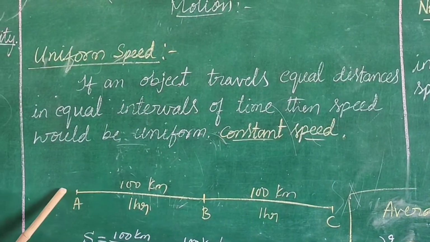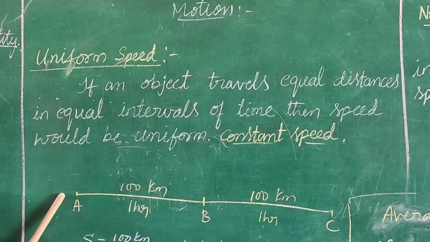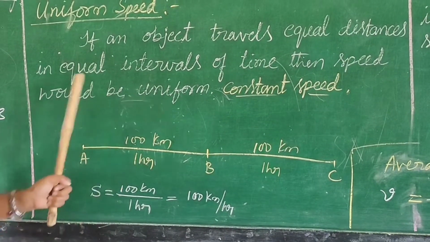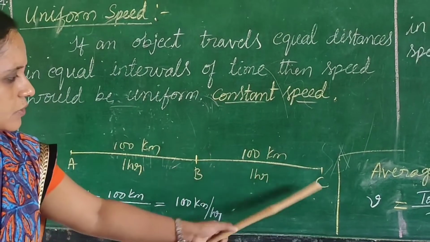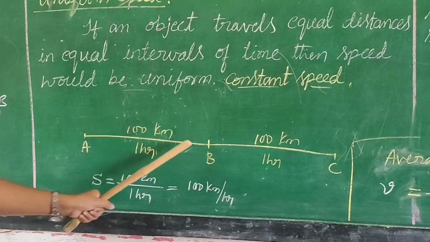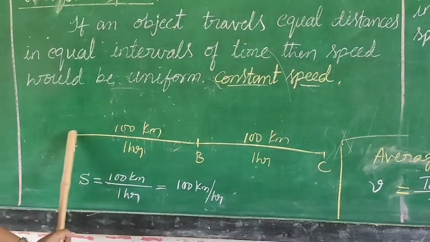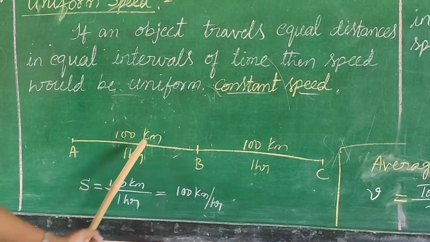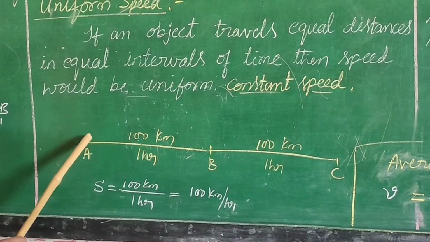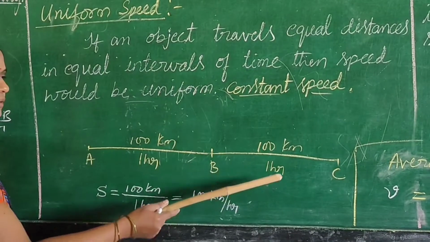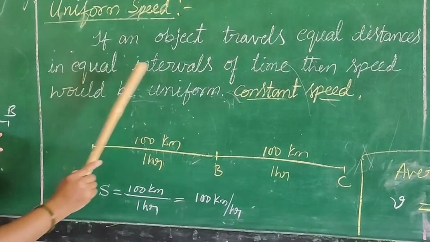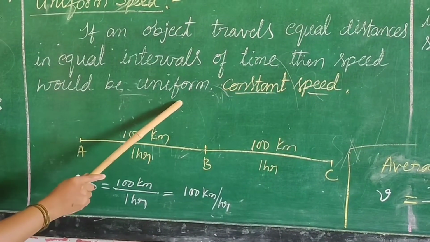Here I will take one example. I cover a distance from point A to B. I cover 100 km in 1 hour. Next I continue the journey from B to C. From B to C, the distance is 100 km in 1 hour. So an object covers equal distances. Observe this: A to B 100 km in 1 hour, next B to C 100 km in 1 hour. In the first 1 hour, the object covers 100 km. In the next 1 hour, the object covers 100 km. So an object that travels equal distances in equal intervals of time has uniform speed.